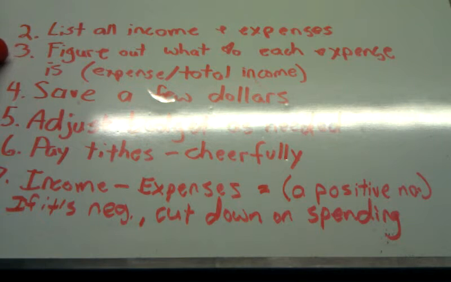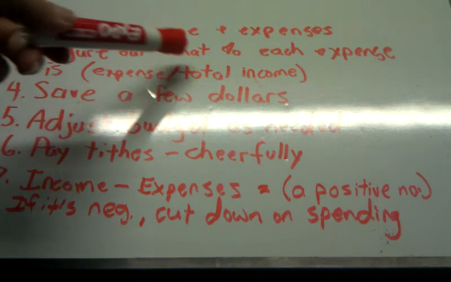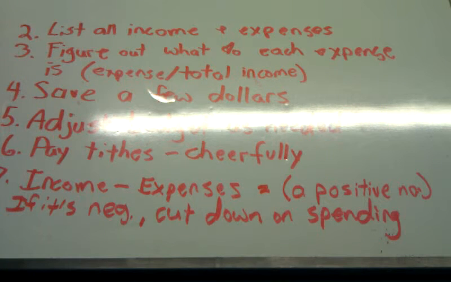Number 3, figure out what percentage each expense is. That's the expense divided by the total income. That'll give you a decimal. Make sure you move your decimal over 2 places to the right, and put a percent sign after it.